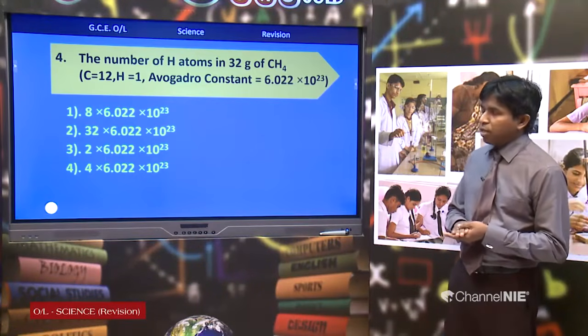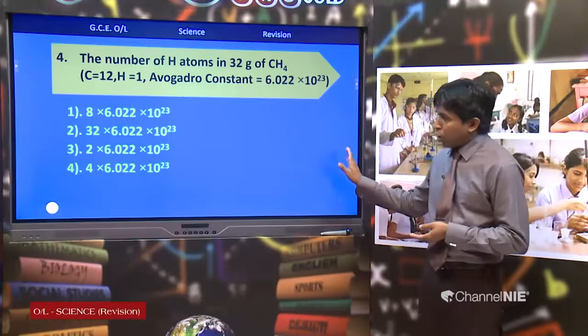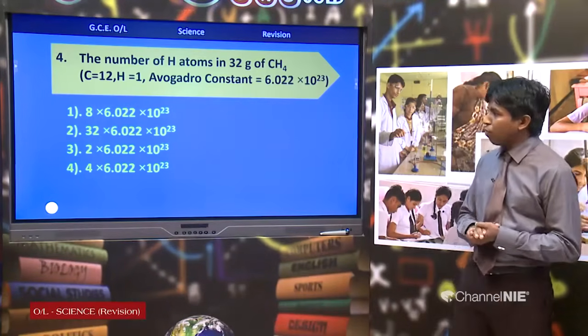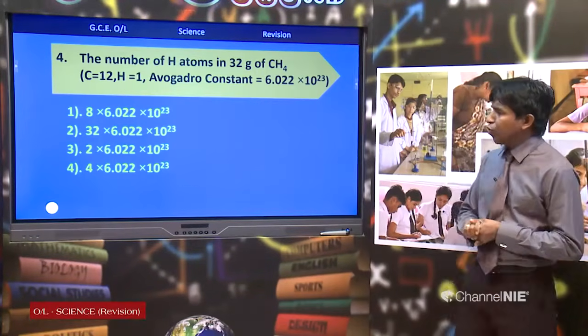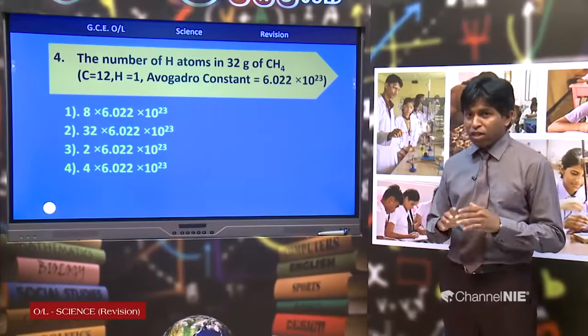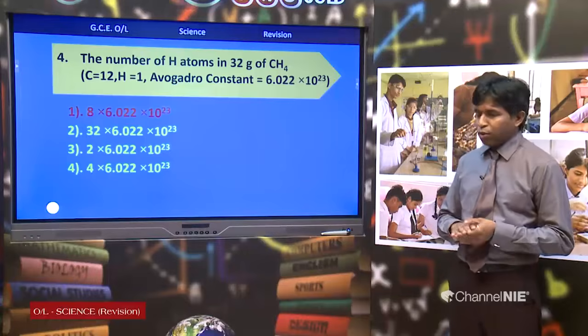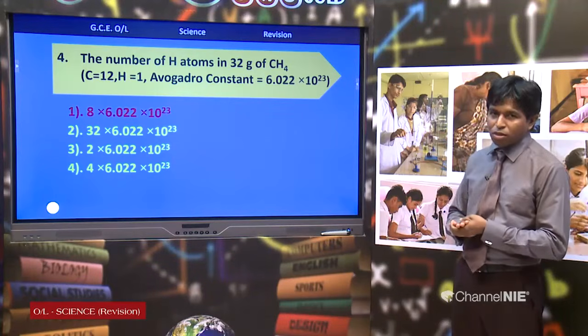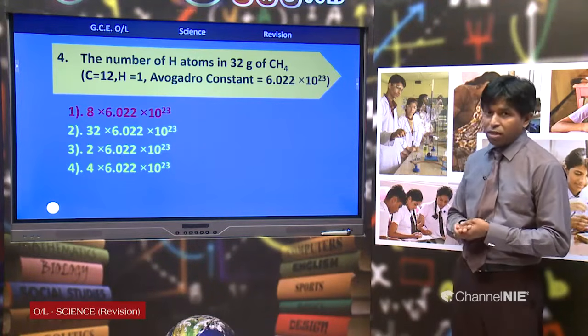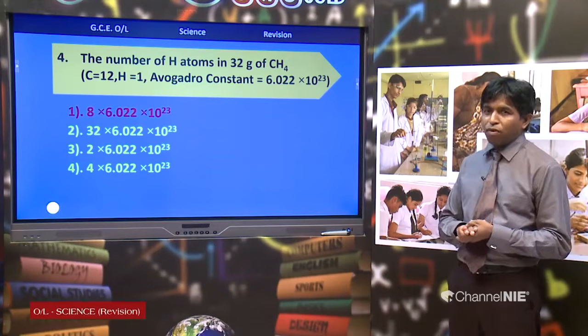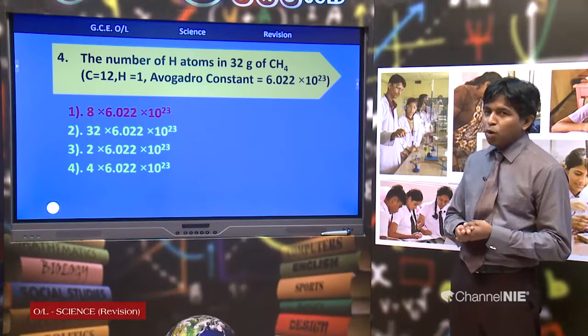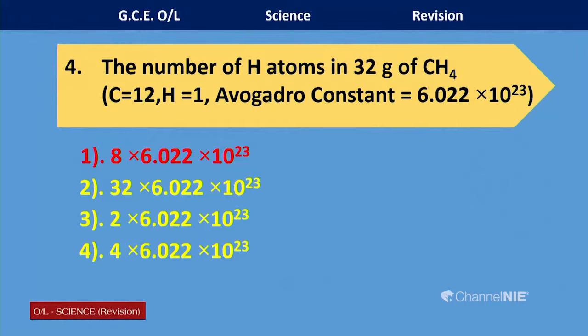So, the answer will be the first one. If you are to find the number of CH4 molecules, the answer will be the second. Then you get 2 moles into Avogadro constant, then CH4 molecules. Imagine if you are to find the number of carbon atoms, then 2 moles of CH4 multiplied by 1, because carbon is only 1 mole in CH4, into Avogadro constant.